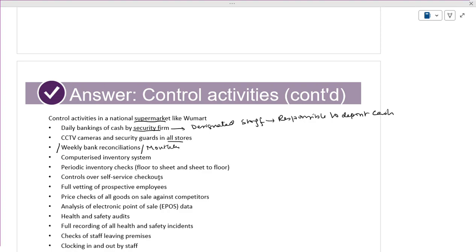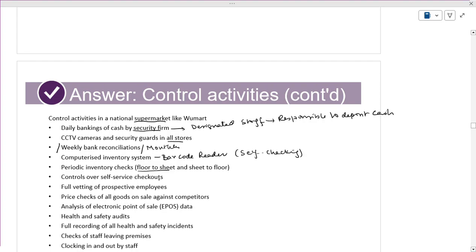You have a computerized inventory system. Now we are using a barcode reader. The concept of self-checkout is there in most places. Automatically, it's an inventory system, and inventory will be updated as per the items that have been processed. You have periodic inventory checks, floor to sheet and sheet to floor.